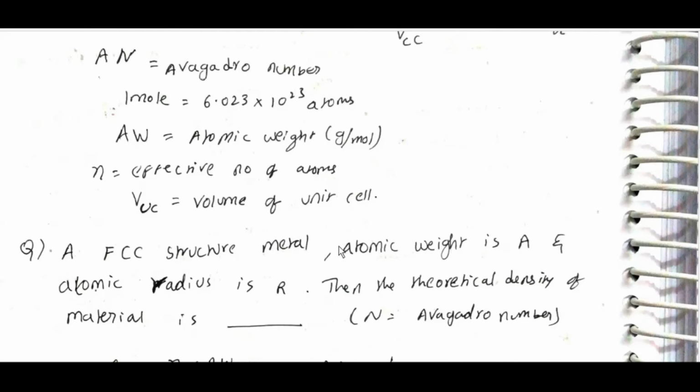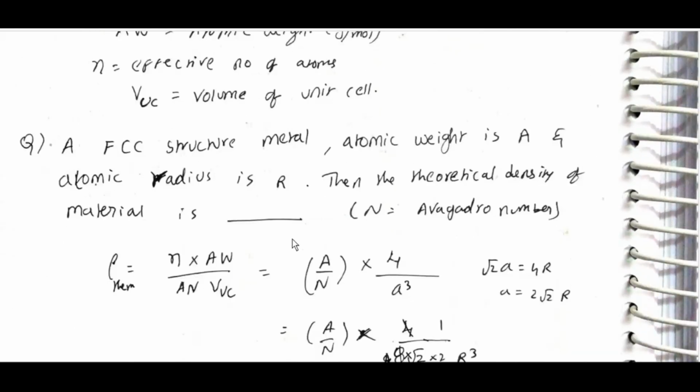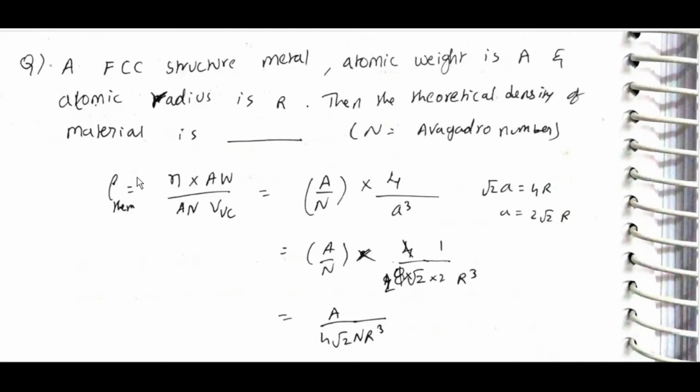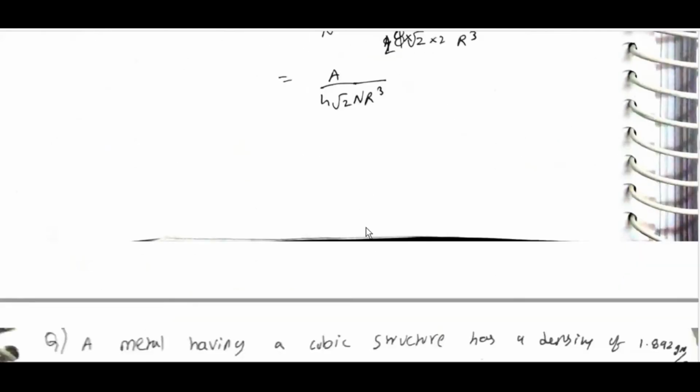For an FCC metal with atomic weight A and atomic radius R, the theoretical density of the material is, where AN is Avogadro number, rho theoretical is equal to n into AW by AN into VUC, which is equal to A by AN into 4 by a cube. Root 2 a is equal to 4R, so a is equal to 2 root 2 R. So rho is A by AN into 1 by root 2 into 2 into 8 into root 2 into 2 into R cube, which is A by 4 root 2 AN R cube.